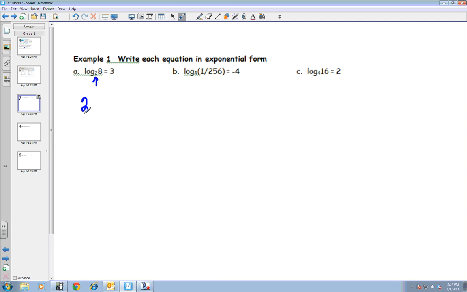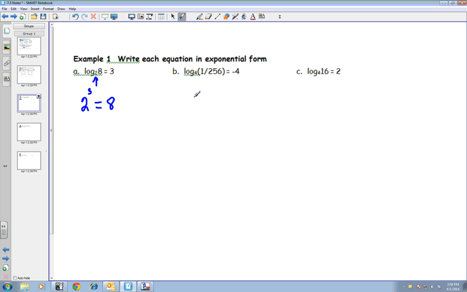The next thing I'm always going to look for is my exponent. Your exponent is always on the other side of the equal sign. So I'm going to go on the other side of the equal sign. My exponent is 3, and that's going to equal this number, 8. And then I can look at this. Is 2 to the third 8? Yes, it is.